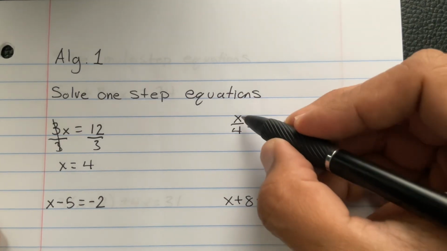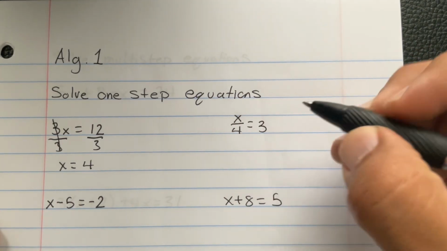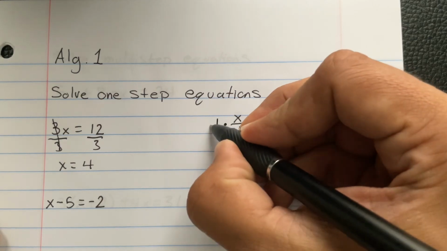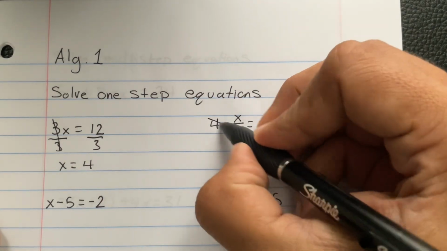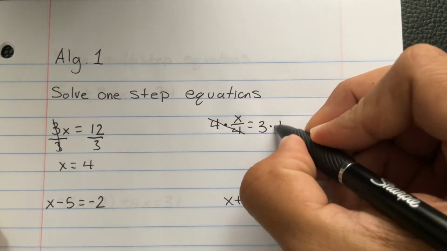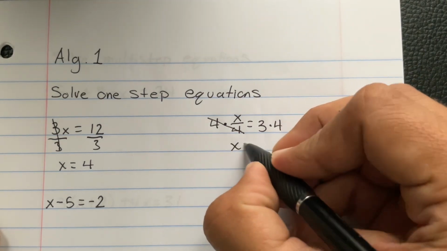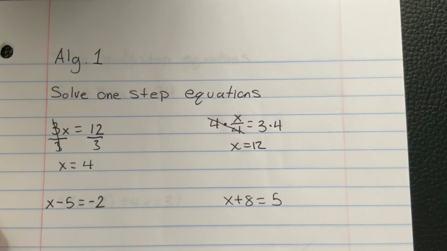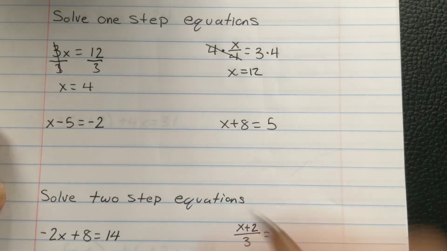Same thing over here. X is being divided by 4. The opposite of that would be multiplying by 4. That would cancel this. Multiply by 4 on this side. X equals 12.